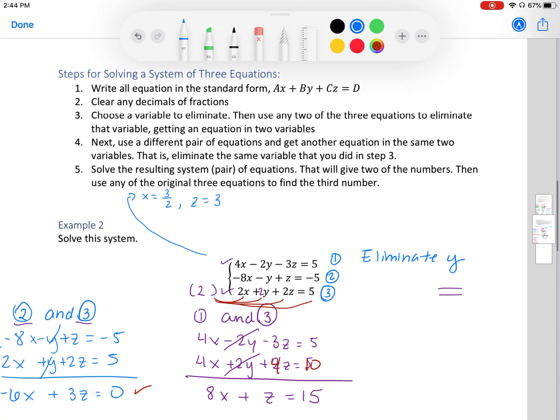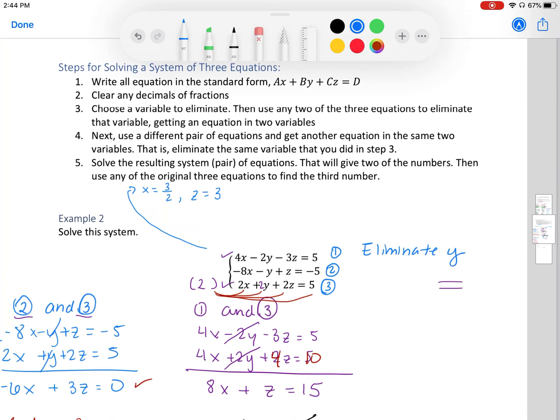Let's go ahead and plug it into one of these equations. So we have 4x, so 4 times 3 over 2 minus 2y... oh, we don't have y yet. 2y minus 3z, z is 3, is equal to 5.